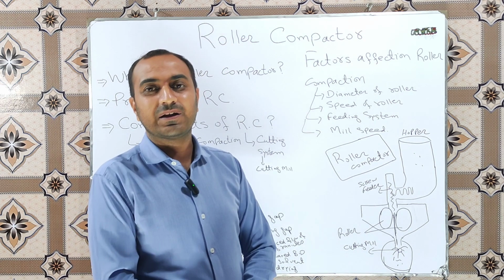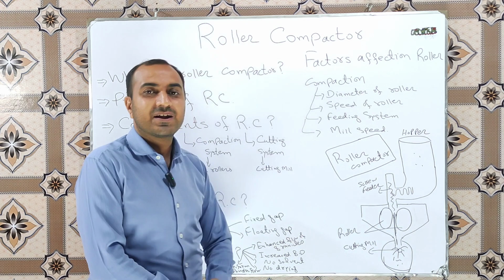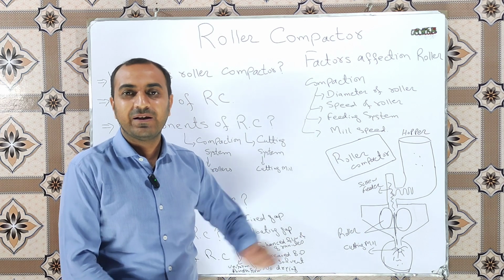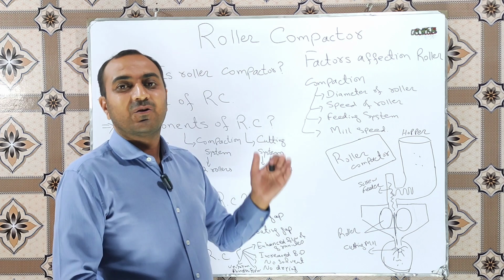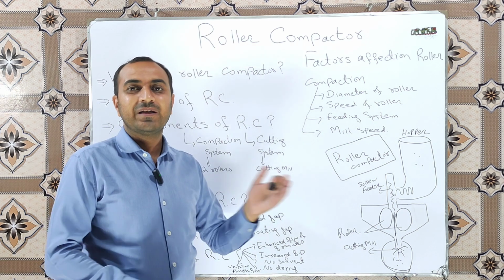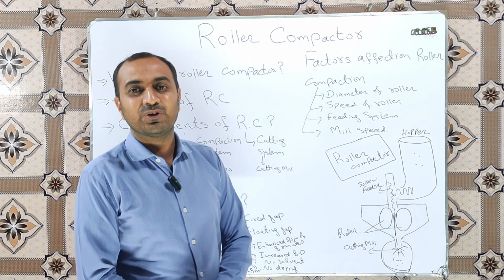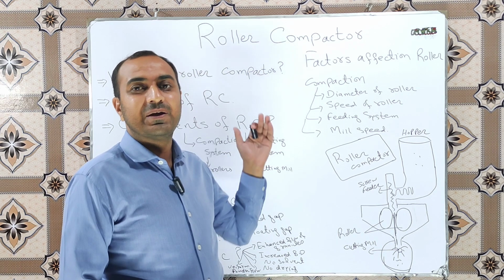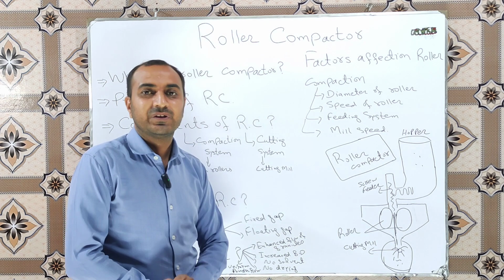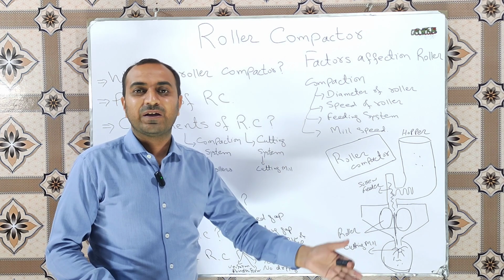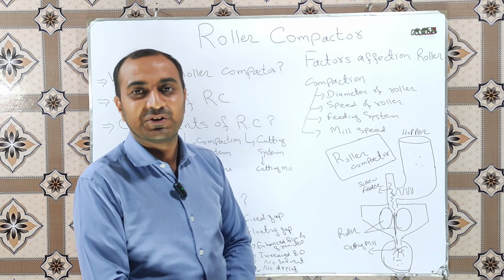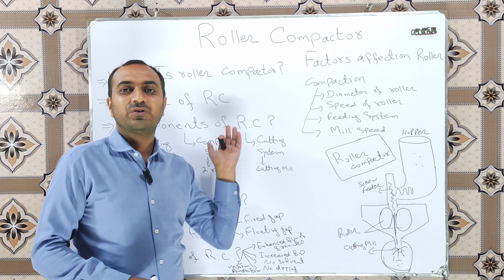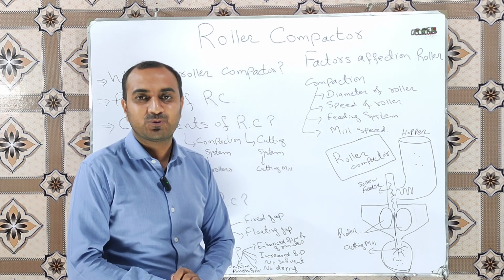What is the roller compactor? You can see a rough diagram of an equipment. This equipment is known as roller compactor. Roller compactor is an equipment which is used in pharmaceutical industries for the manufacturing of granules. We use it for the manufacturing of granules which are used for manufacturing of tablets, dry powder suspensions, and capsules.